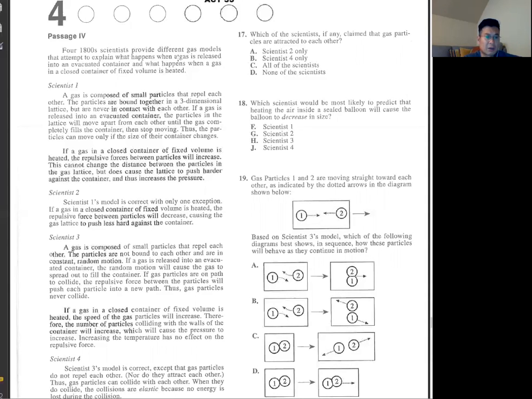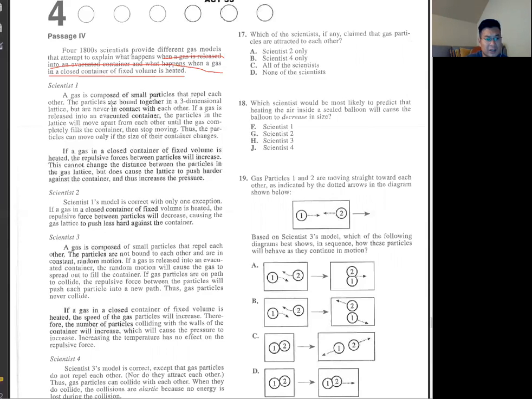Without reading the answers, I'm going to read the passage itself. How you're supposed to read passages is, you have to have a specific purpose. You skim through it, but at the same time, you have to know what's going on. So it says, in the 1800s, scientists provided different gas models that attempt to explain what happened when gas is released into an evacuated container. That's the important part here. And what happened to gas in a closed container when a fixed volume is heated? So basically that's what happened, right?